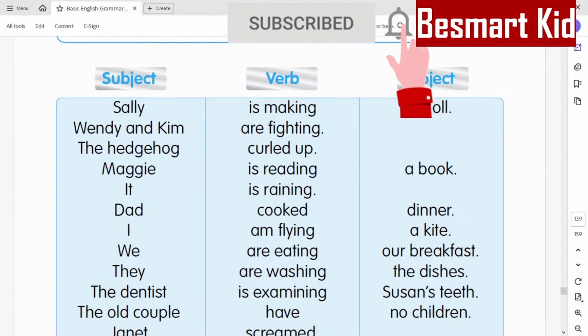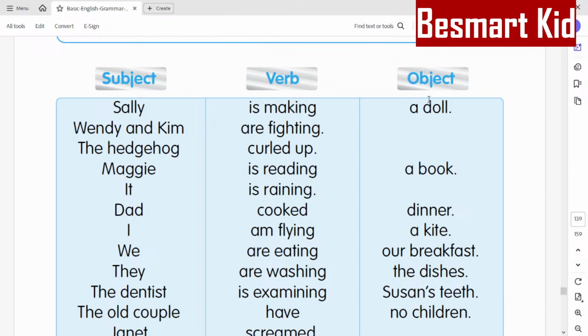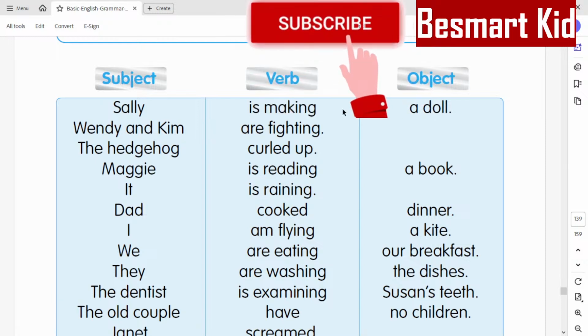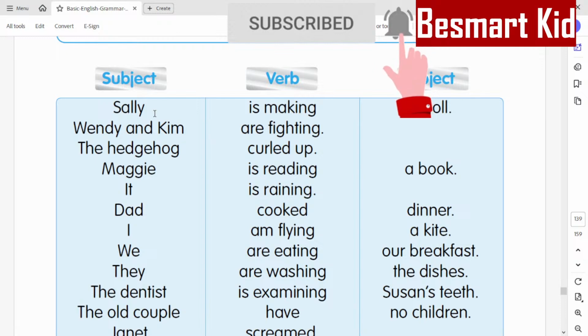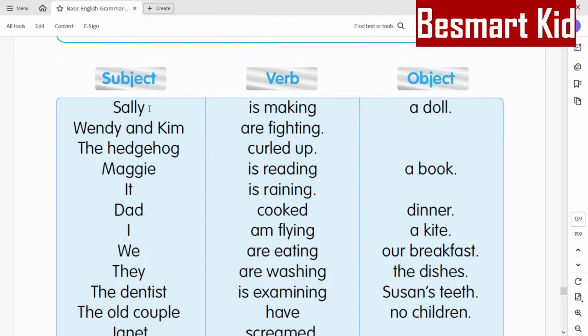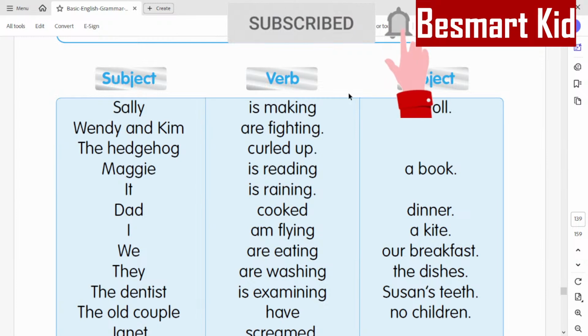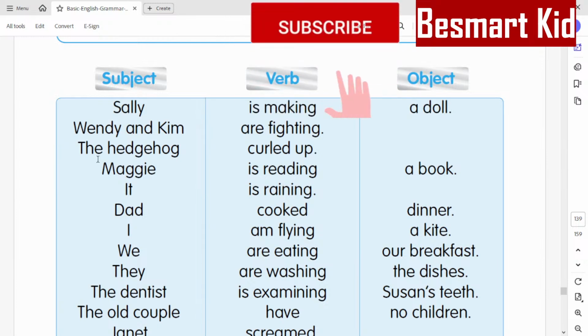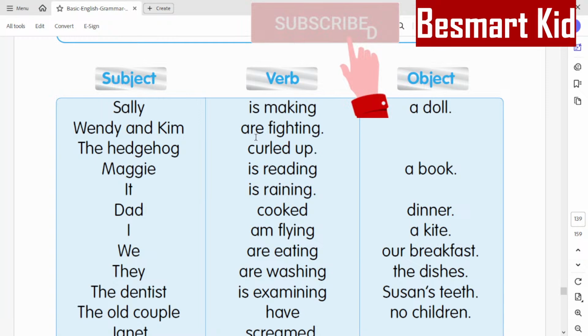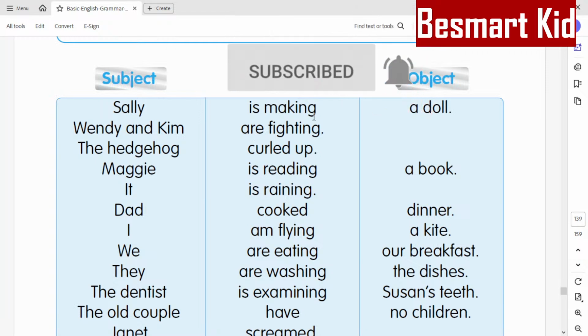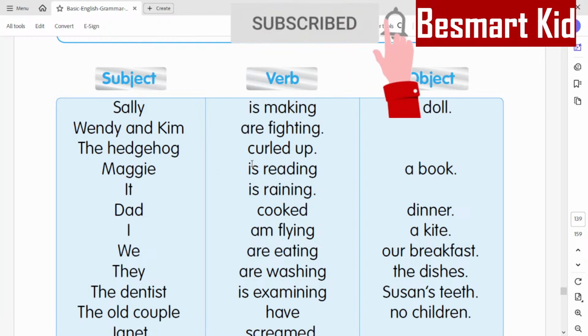And the object receives the verb. So, Sally is making a doll. Wendy and Kim are fighting. This doesn't have an object. The hedgehog held it up.